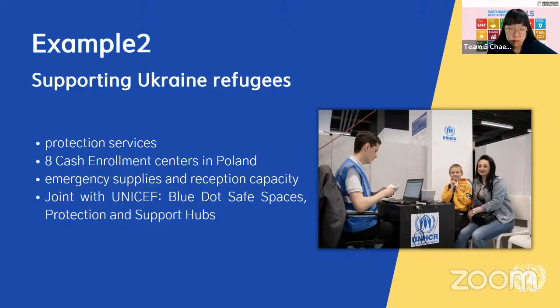As of today, UNHCR has established 8 cash enrollment centers in the main refugee hosting areas in Poland. Over 100,000 refugees from Ukraine have already received financial support from UNHCR to cover their basic needs such as paying rent or buying food and medicine.